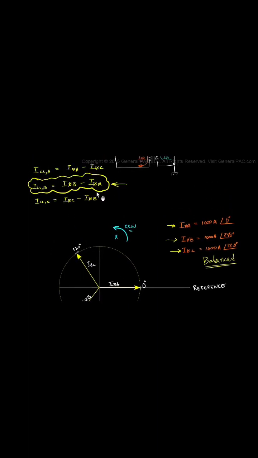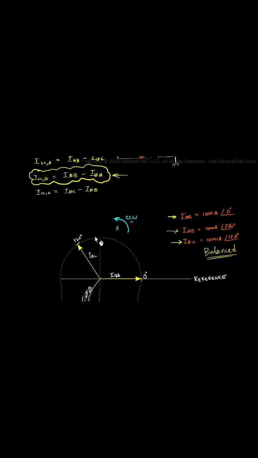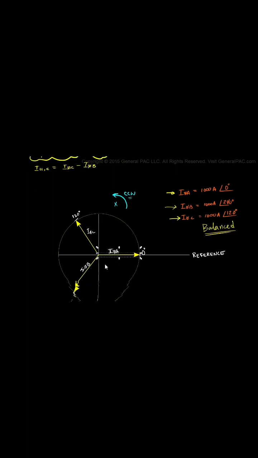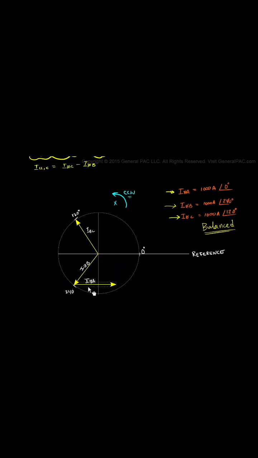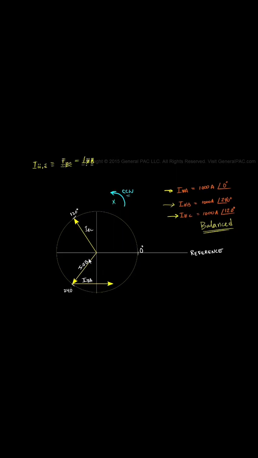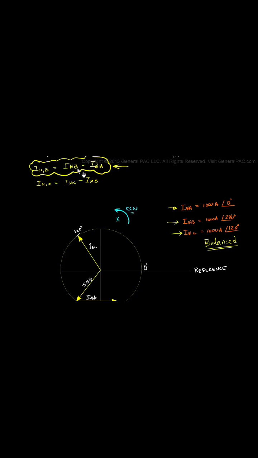Okay, so we're going to evaluate this equation here. Line current B is equal to phase current B minus phase current A. So what we're going to do is pick up phase current A and add it to the head of phase current B. Now the resultant vector would equal phase current B plus phase current A. Now that's not what we want. We want phase current B minus phase current A.